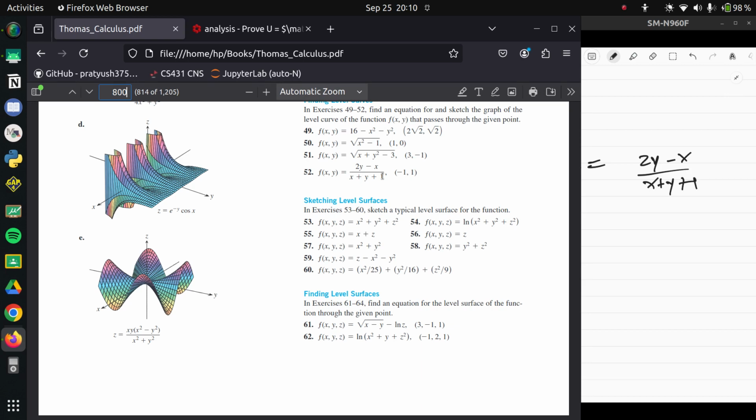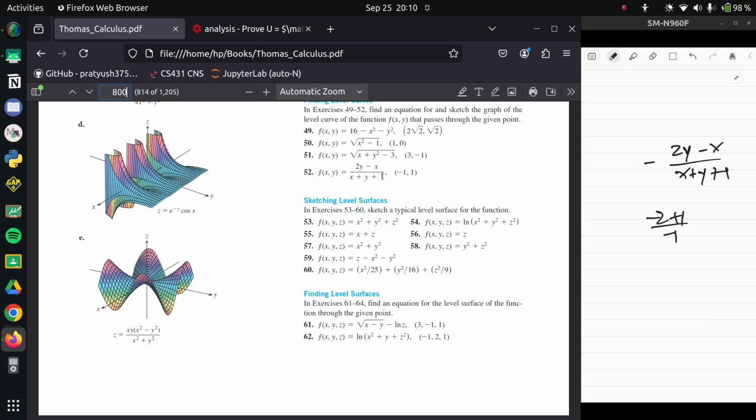Oh, so it passes through a given point. So it will just be like, oh, come on. Then it's easy. Then what's even the point? It's just minus 1 minus 1. It's like minus 1. Wow, it's just minus 2 and plus 1. This is equal to 1. That's what we are saying.